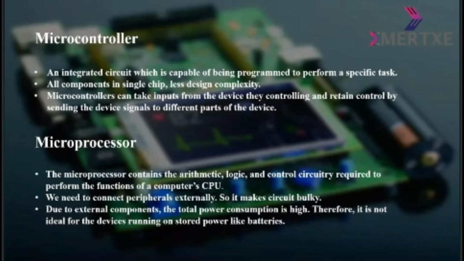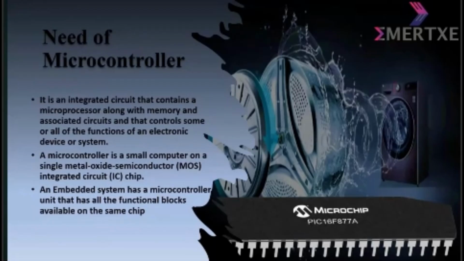Microprocessor. The microprocessor contains arithmetic logic and control circuitry required to perform various functions of a computer CPU. We need to connect the peripherals externally, so it makes circuits bulky. Due to the external components, the total power consumption will be high. Therefore, it's not an ideal device for running on storage power like batteries.